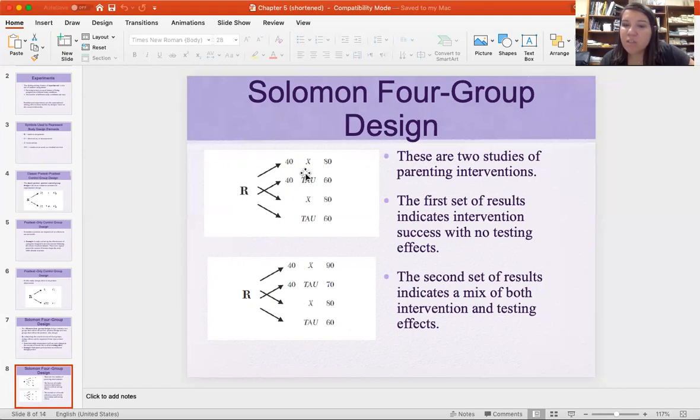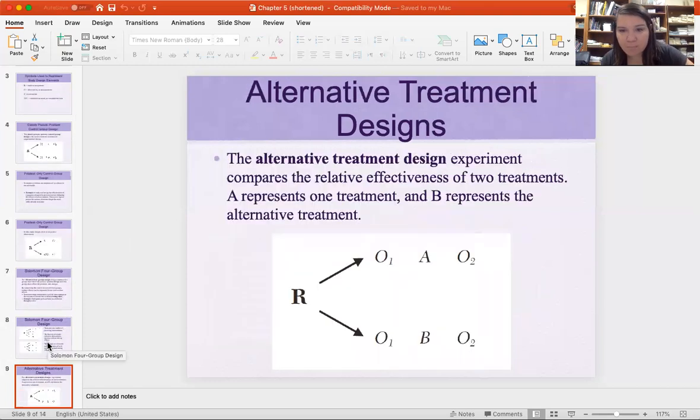So this is a Solomon 4-group design where you have 4 different groups: 2 treatment groups, but one of them has a pretest and one of them does not. You have 2 treatment as usual or control groups. One of them has a pretest and one of them does not. So you're making sure that your pretest doesn't influence the results of the post-test. Right, so that's the design, that's the purpose behind the Solomon 4-group design.